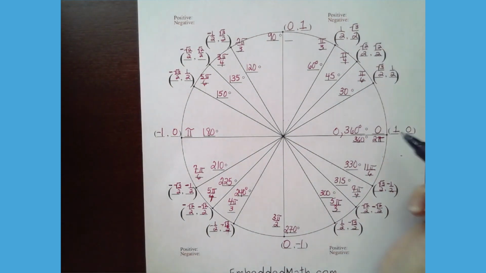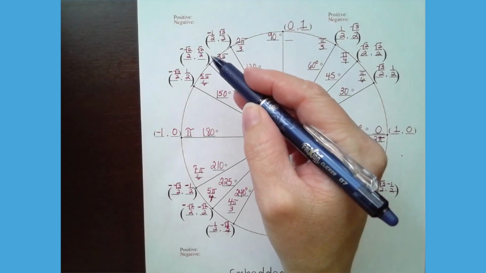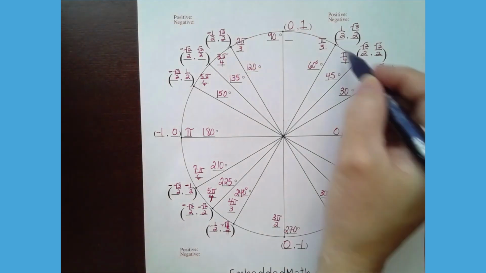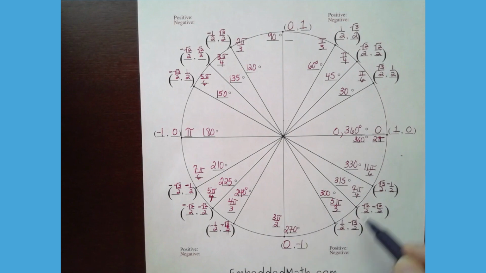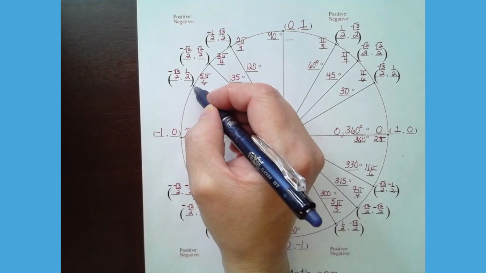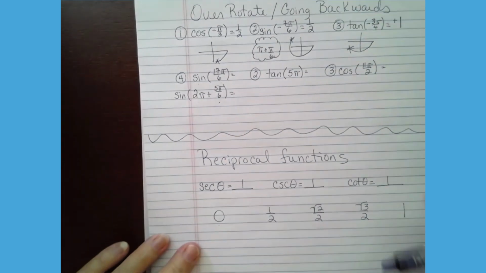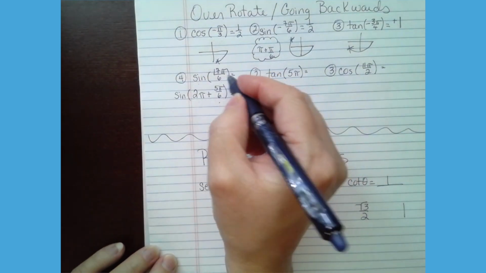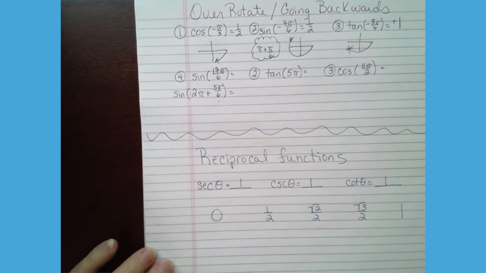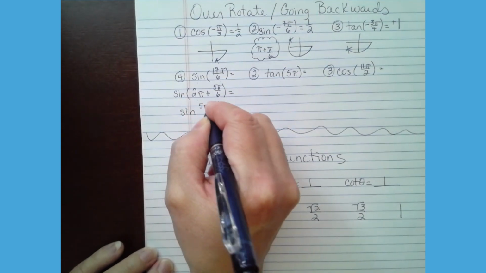So start at 0. Now we're going back the right way because this is a positive, not a negative. 2 pi, there's 1. And then 5 pi over 6 more makes me land right there. So I'm going to land on 5 pi over 6. And so this 17 pi over 6 has the same sine as sine of 5 pi over 6 because that's where I landed.